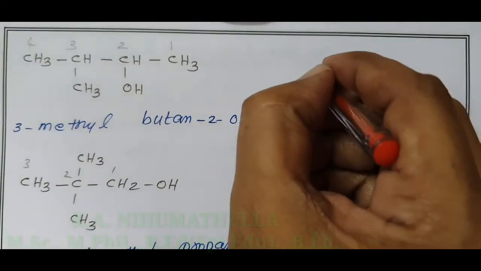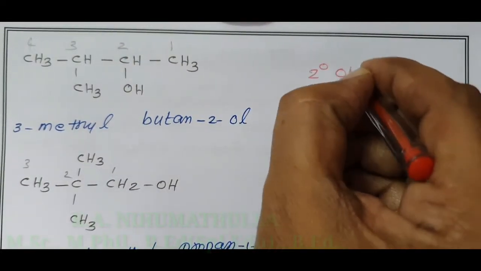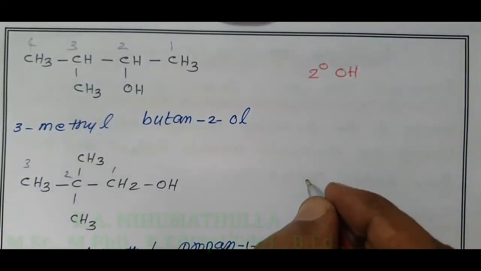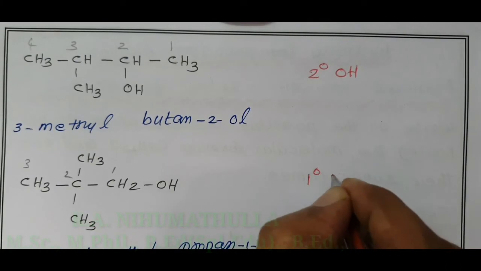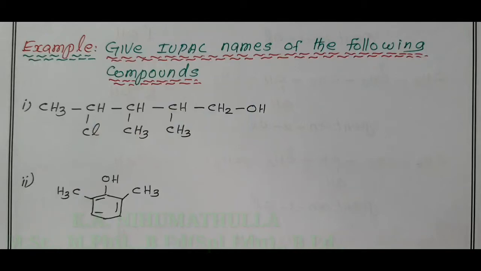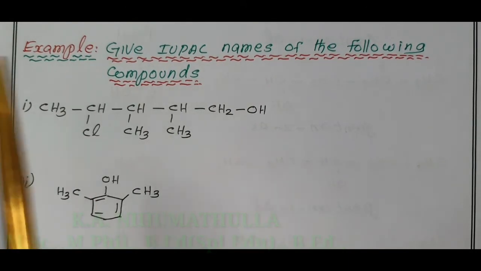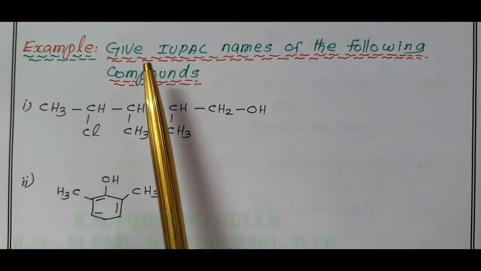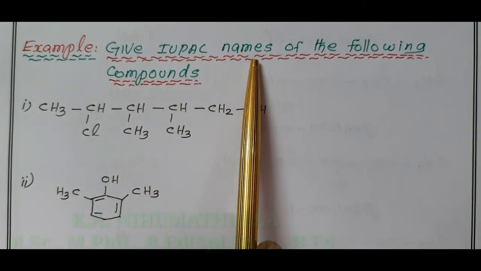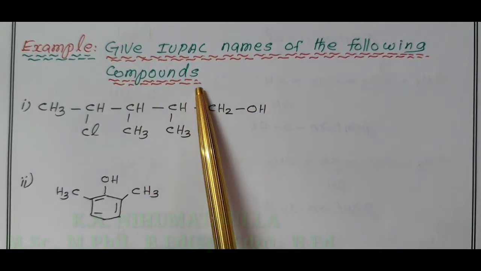OH is attached to CH, secondary alcohol. OH is attached to CH2, primary alcohol. Now we are going to discuss some intext questions in the NCERT book. Example: give IUPAC names of the following compounds.